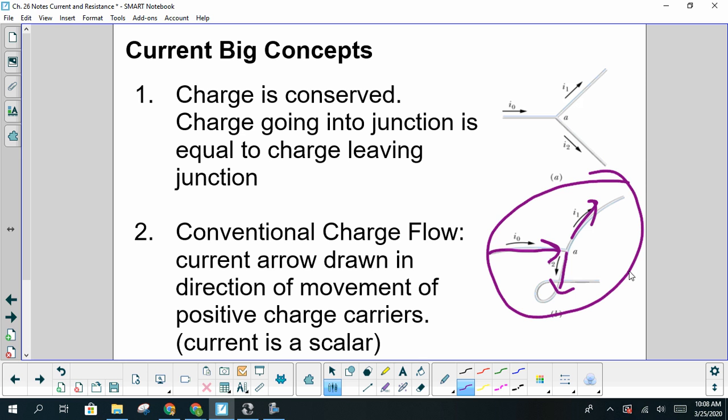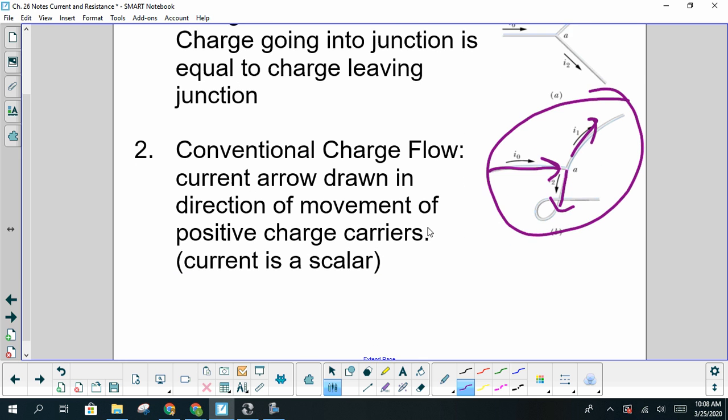And then the second idea is this thing called conventional charge flow. And this is the thing that's a little bit hard.